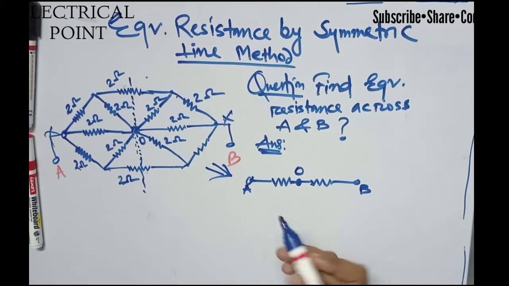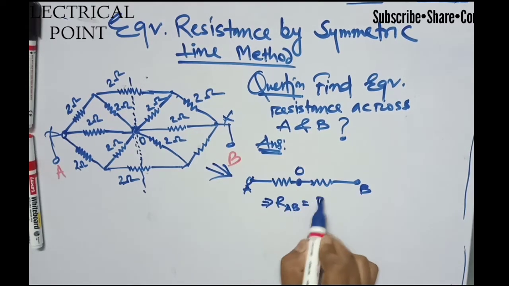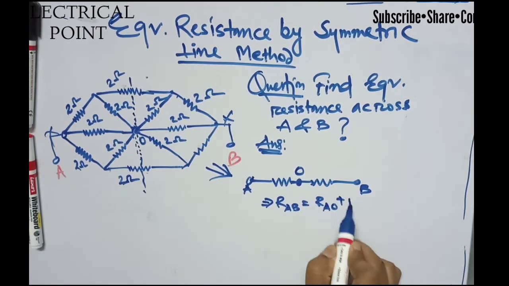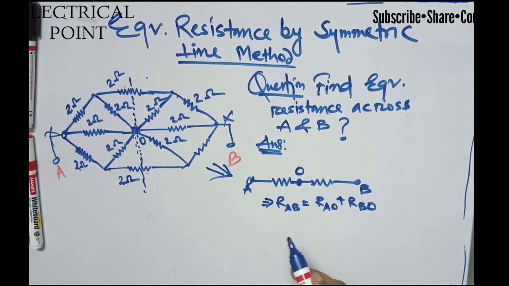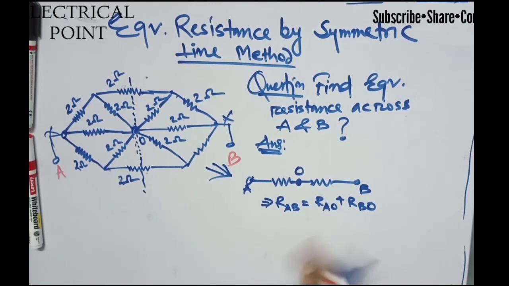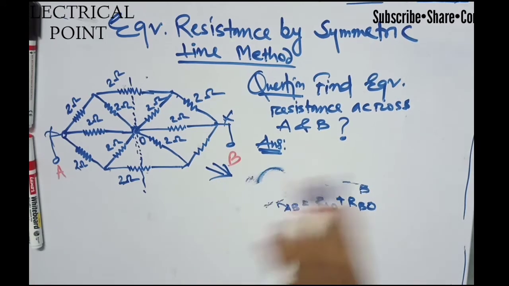According to our formula, RAB will be RAO plus RBO. And how I am doing this, if you don't understand, please see my previous video, and the link is given in the description box.